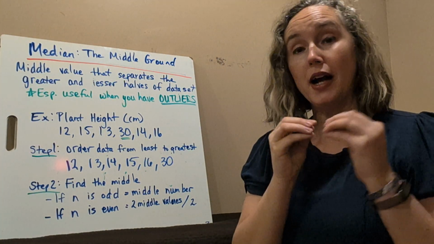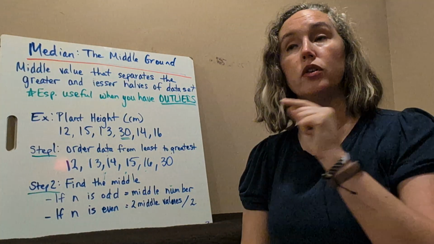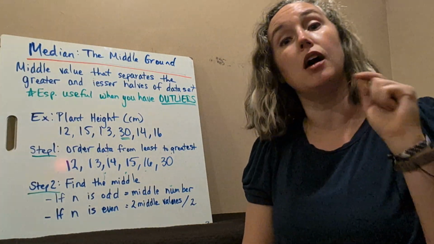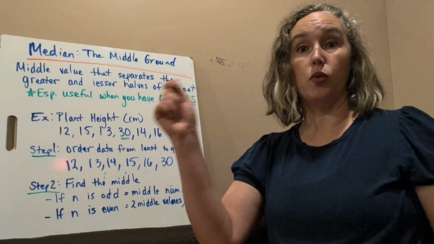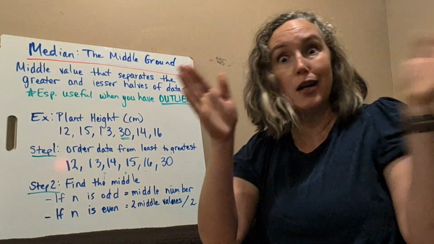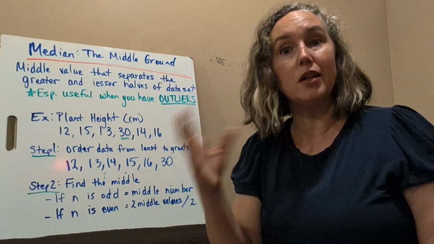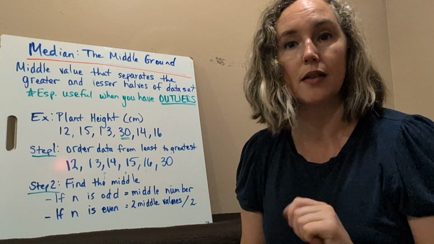Now, to find the middle number, if your data set has an odd number of values, or n is odd, then you're just going to line them all up, cross out till you get to the middle, and whatever the middle number is, that's your median.